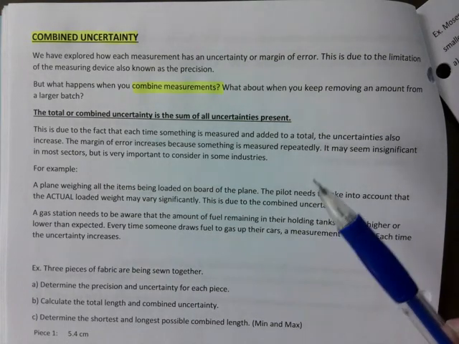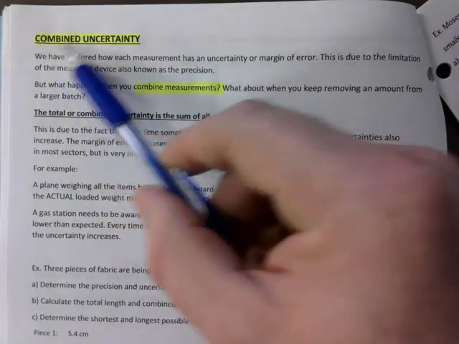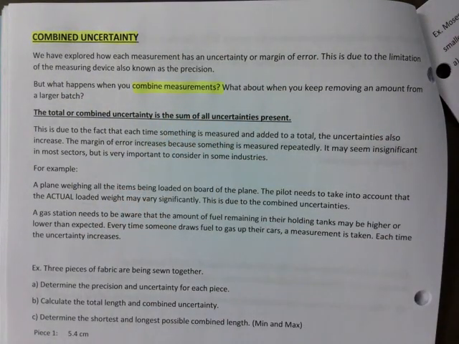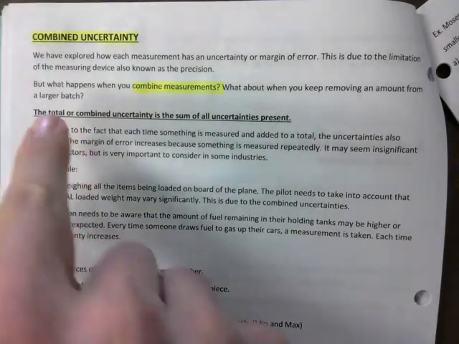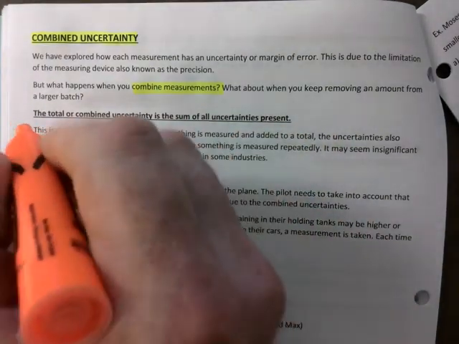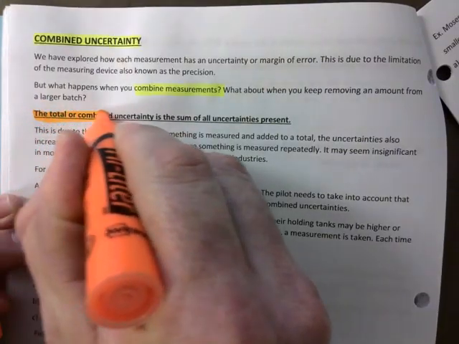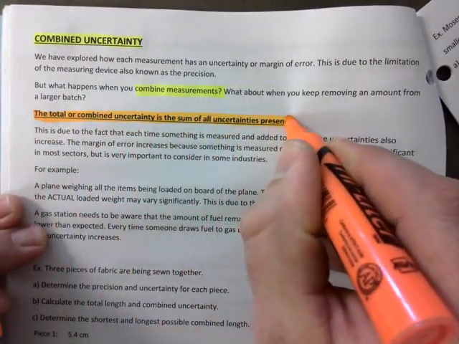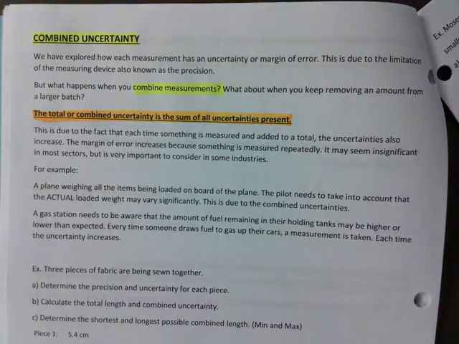right? So there's some kind of combined uncertainty. It keeps on piling up. So that's the idea here. What happens when we start thinking about that? I'm going to use a different color because I want this to stick out. The total or combined uncertainty is the sum of all uncertainties present. So we basically add them all up. Okay, that's what happens.